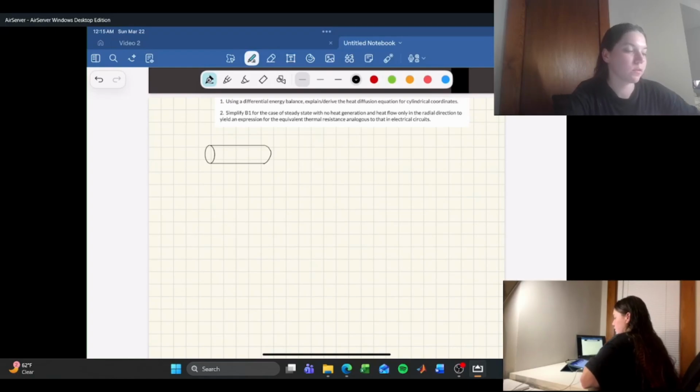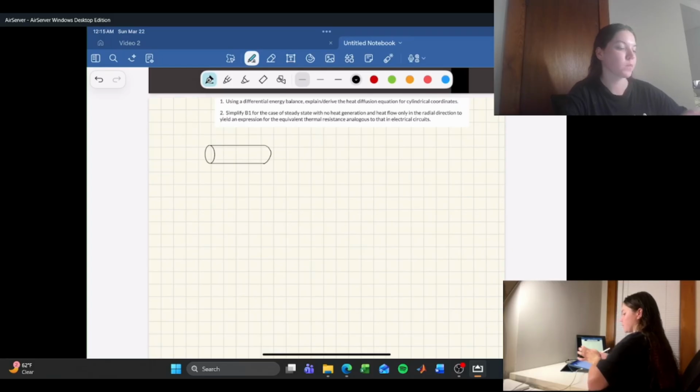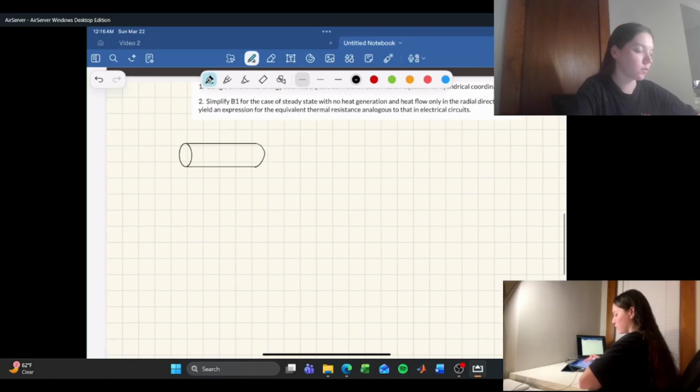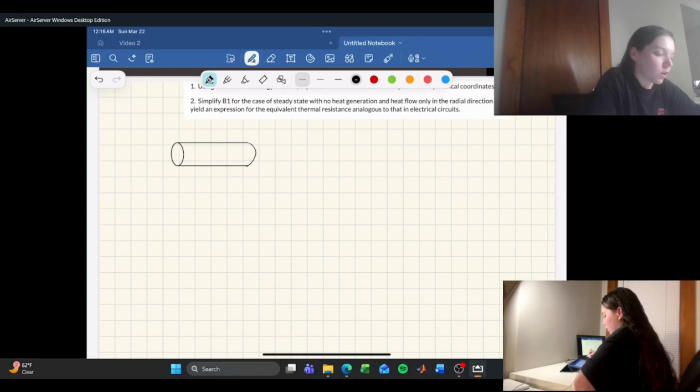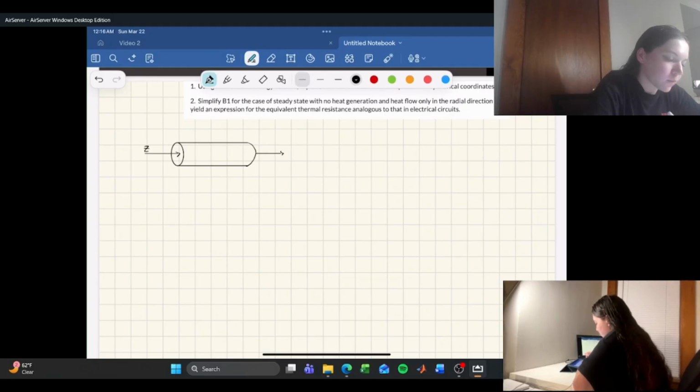Okay, in this video, I'm going to be using a differential energy balance to derive the heat diffusion equation for cylindrical coordinates. So here we have the cylinder, and we're looking at the heat flow through the cylinder, from the top through the bottom. And we can say that this is in the z direction.